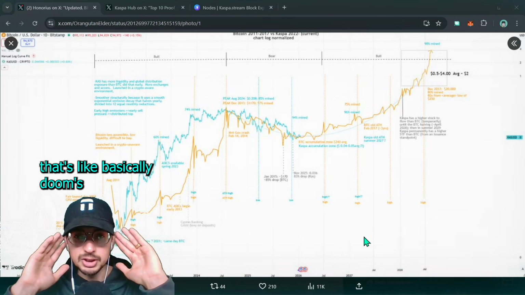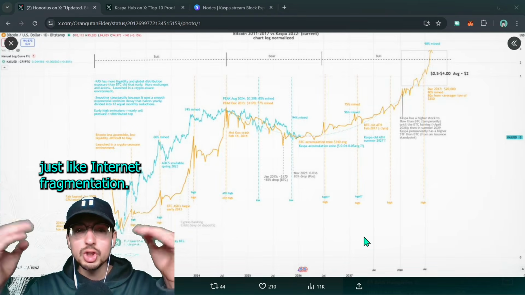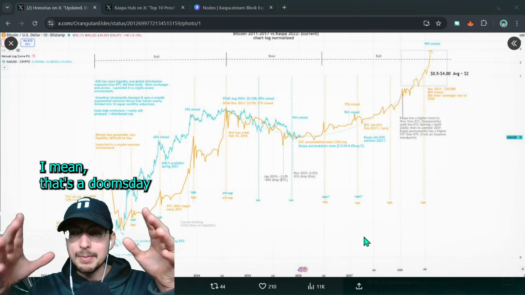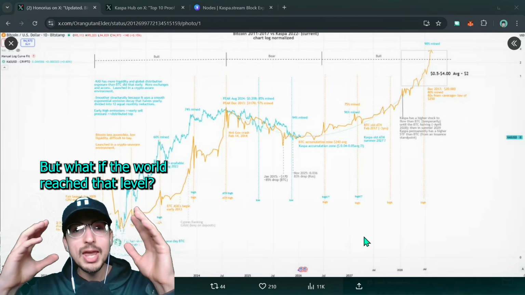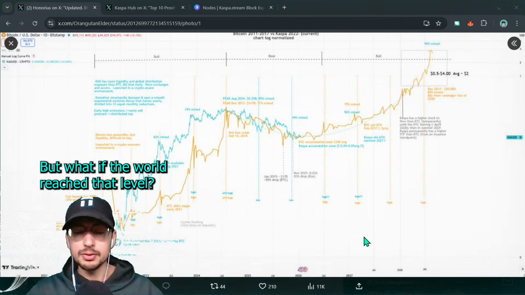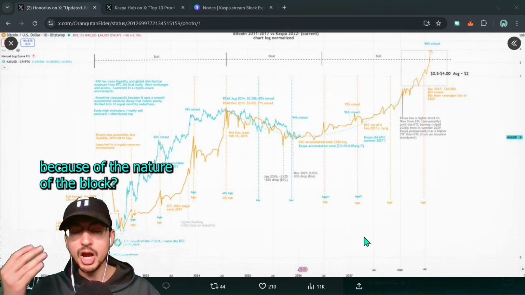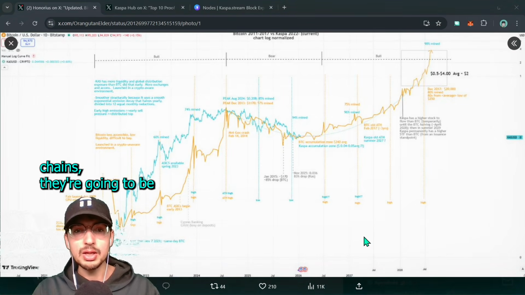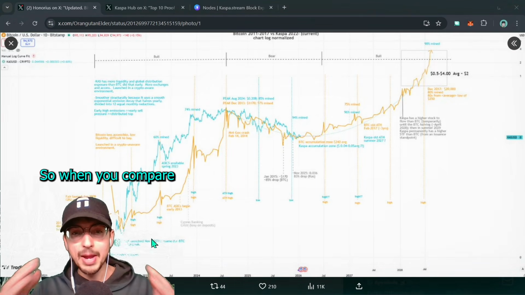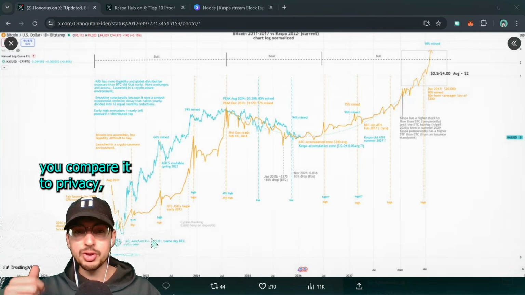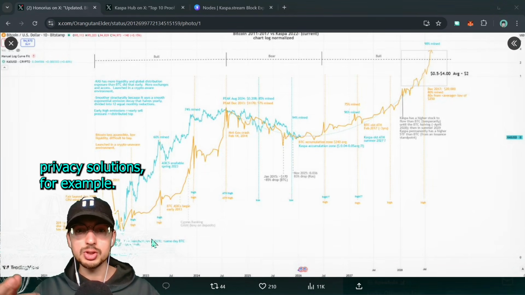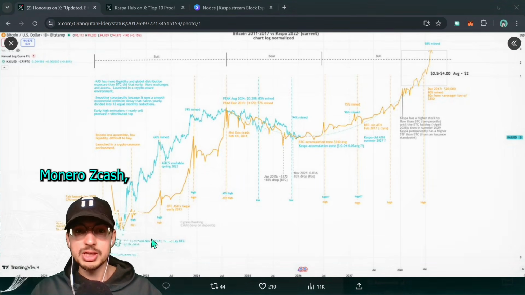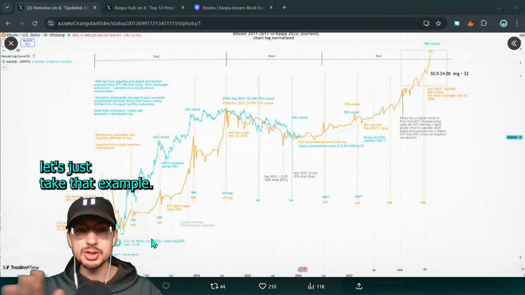That's basically doomsday levels, just like internet fragmentation. I mean, that's a doomsday level as well. But what if the world reached that level? Kaspa is resistant to it because of the nature of the block DAG, whereas traditional linear chains are going to be fractured, fragmented. So when you compare Kaspa to existing cryptos, whether you compare it to privacy solutions, for example, Monero, Zcash, let's just take that example.